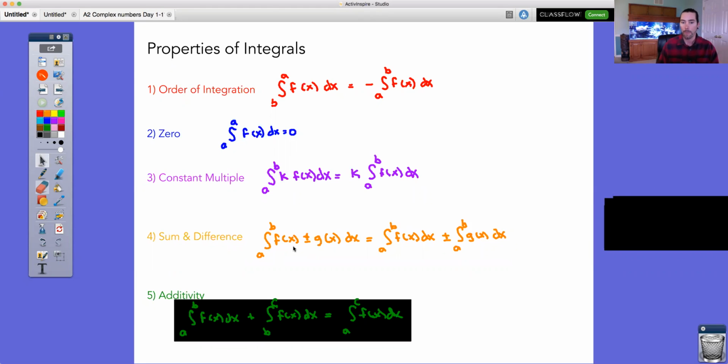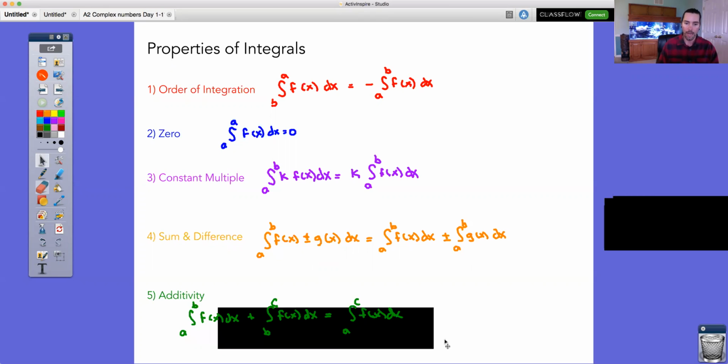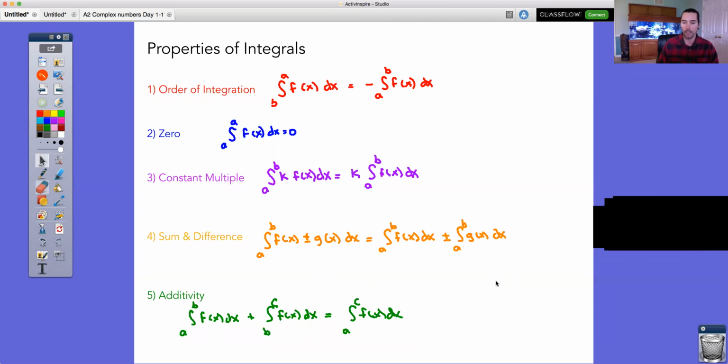Sum and difference. You have two functions that are either being added or subtracted. If you want to find the integral, you can separate them and then add or subtract your two individual answers. And then the last one, additivity. If you integrate from A to B and then from B to C for the same function, that's the same thing as integrating all the way through from A to C. Here's an example of that one.